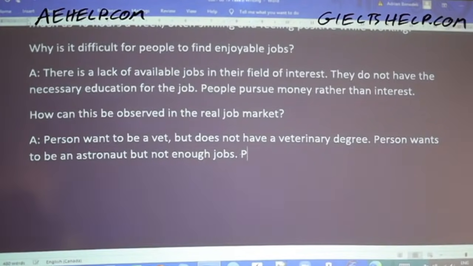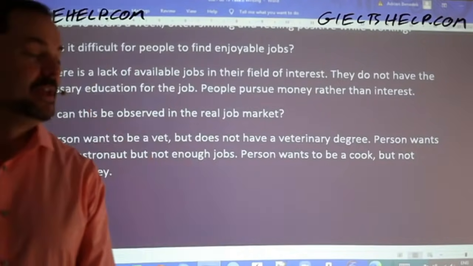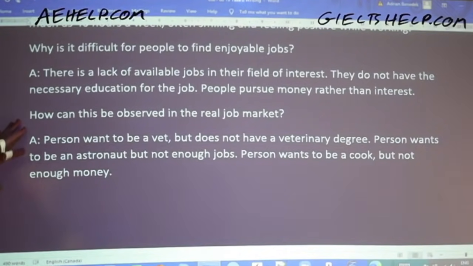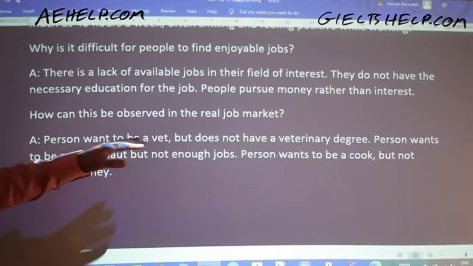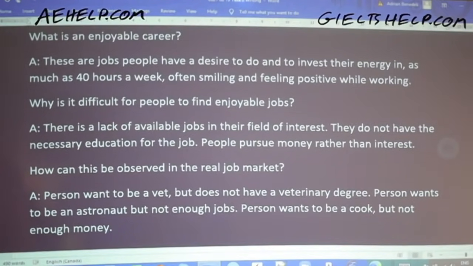Or a person wants to be a cook, but not enough money, right? That would be a third one for the third point. Okay. All right. So that would be the how. So how can this be observed in the real job market? So if you have these ideas, now for the first question, you're going to come up with some great points, okay?